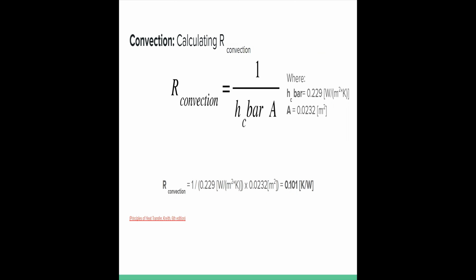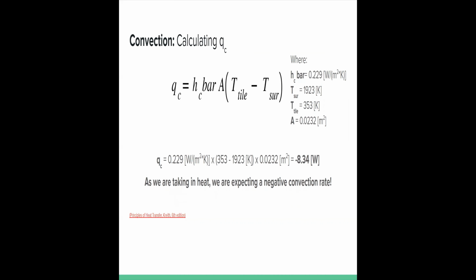Now that you have your average heat transfer coefficient for convection, you can find your resistance for convection, which uses this equation here, where Hc bar is equal to your average heat transfer coefficient for convection, and A is equal to your area. You can also calculate your heat transfer rate for convection, which is Qc. And to find that, you need your average heat transfer coefficient, which is Hc bar, A, which is your area, T tile, which is your temperature of tile, and T star, which is the temperature of your surroundings.